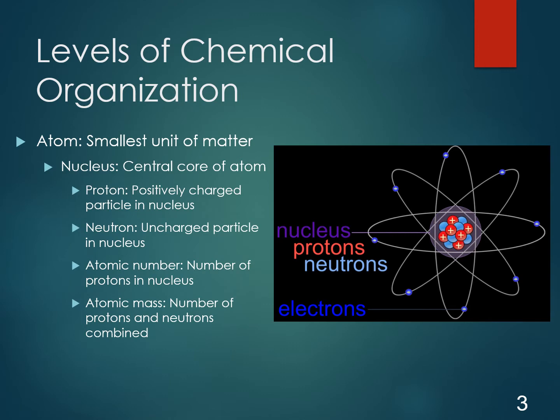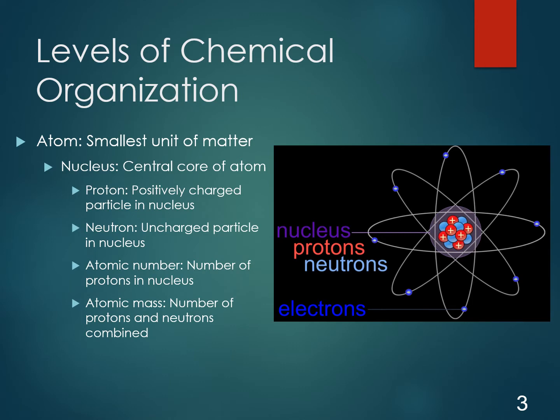A lot of times, inside the nucleus, the neutrons and protons equal each other, and the electrons also equal the protons. However, as compounds are made and atoms join together with each other, these particle numbers can change.